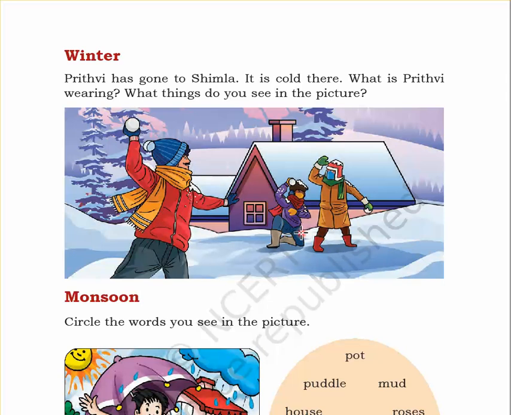Now in this picture we need to identify what all things we see in this picture and what Prithvi is wearing. So Prithvi here is wearing a woolen cap. He's wearing a jacket, gloves, muffler, trouser, right? And what all things we see in this picture? We see snow, a lot of snow everywhere, and we see two people here are throwing snowballs at each other. There is a hut and trees, everything covered in snow.